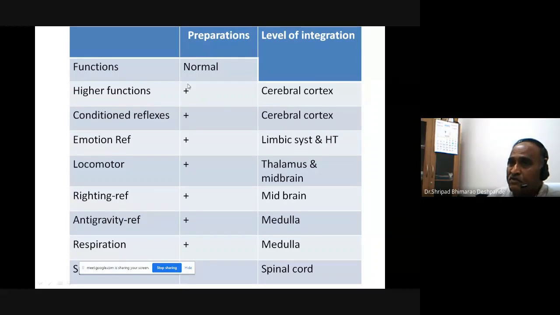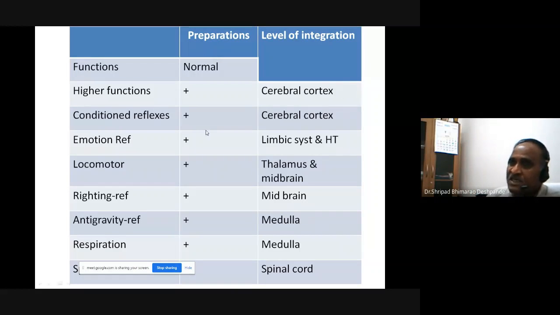A normal individual will have these, and the integration is at the cerebral cortex, especially the neocortex, the prefrontal cortex, and the limbic cortex. They participate in the higher functions because you need all the somatosensory areas, the motor association areas, the somatosensory association areas, and the limbic association areas. They all club together.